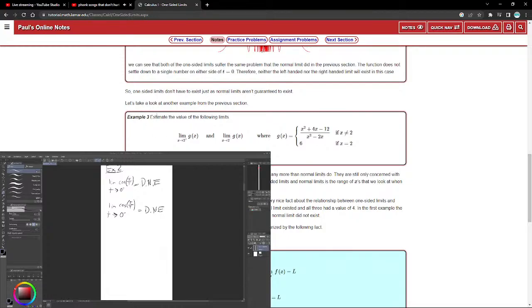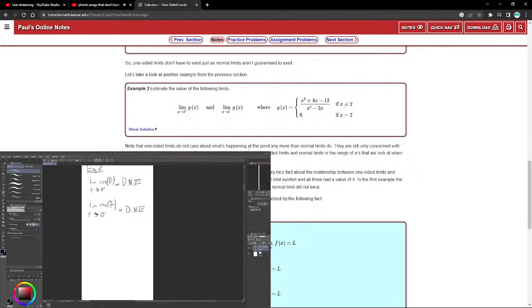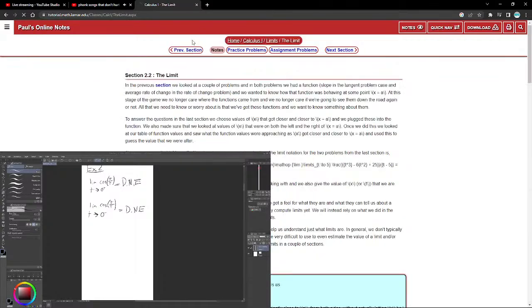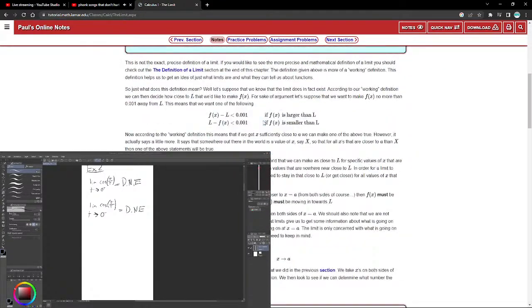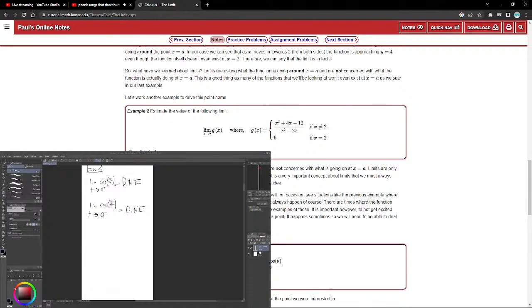Let's take a look at another example from the previous section. Estimate the following limits. I have to plug in stuff for this. Unless this is from the previous section, so I'm going to look back. Alright, what does this look like?